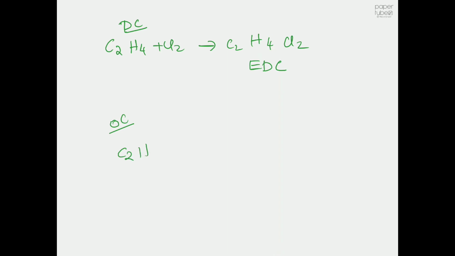I will write one more time here. So C2H4 plus Cl2 gives C2H4Cl2. This is your ethylene dichloride, and this is for direct chlorination. And for oxychlorination it is C2H4 plus 2HCl plus half mole of oxygen, giving rise to C2H4Cl2 plus H2O.